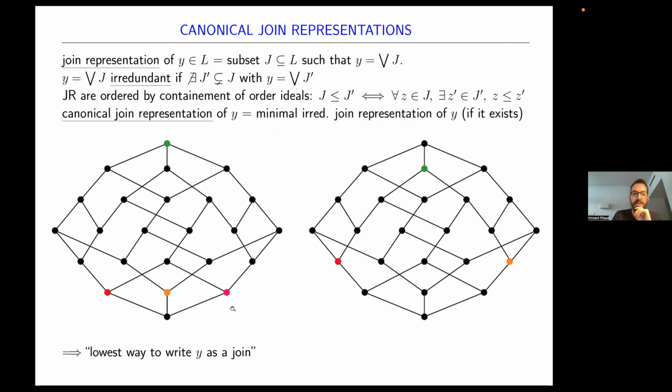It does not necessarily exist. So here are some examples. For example, this green element on top, I can represent it as the join of the atoms. This is the best that I can do, where best means that I want to have it as low as possible. Here, this green element, I can represent it just as a join of these two. And this is the best that I can do.